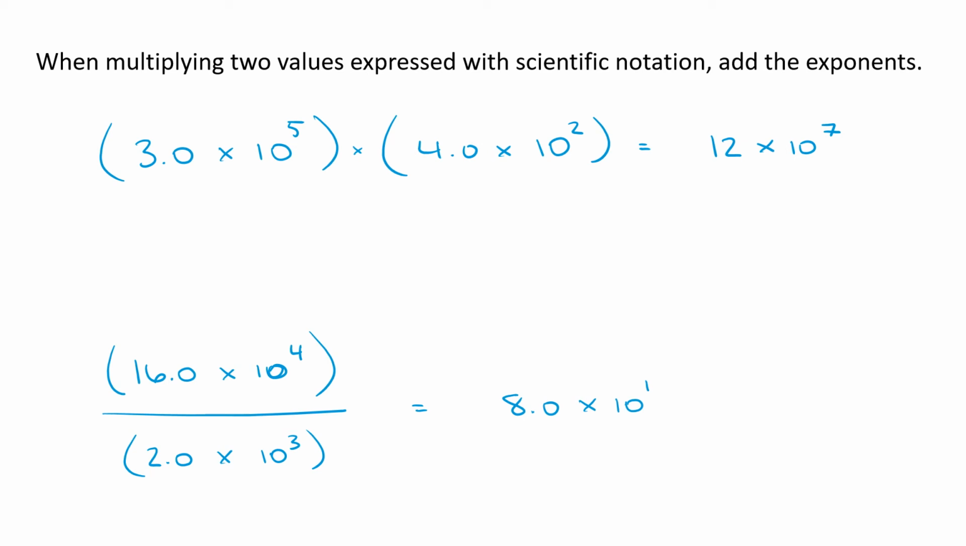So what you're going to do there is you're going to add the exponents. In this case, that doesn't mean you add everything. I'm still multiplying the value in front, so this is going to be 12. But we're adding the exponents right here, so that's going to be 10 to the 5th.